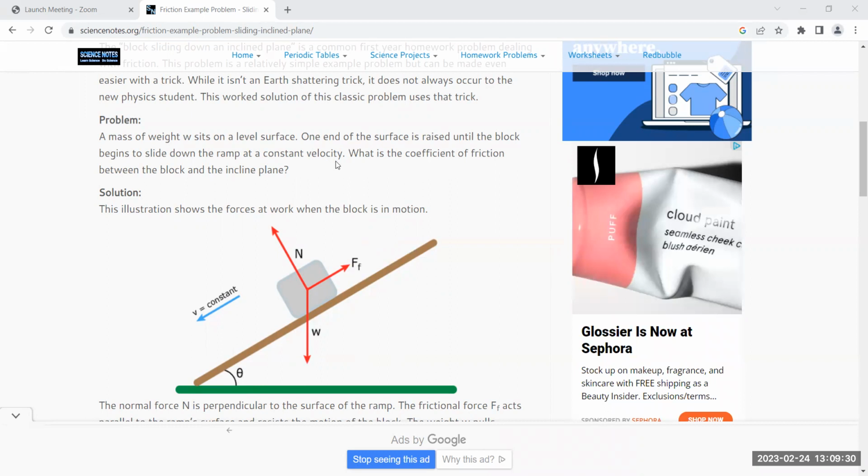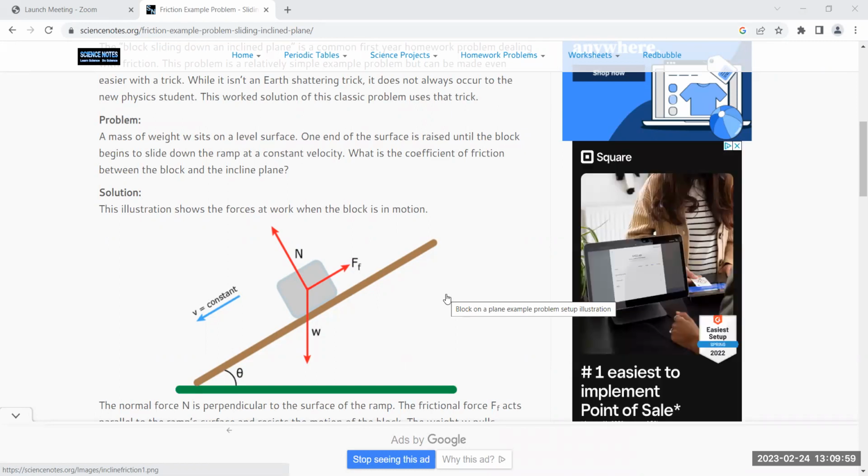And what they're asking us to find here is, let's say we start this off in the horizontal and we continue to increase this theta until the box starts to move. So at some point that box is going to move. And what we would like to know is what is the coefficient of friction between the block and the inclined plane. I kind of talked about how to do this a little bit last time. And so this example is just going to walk through that.